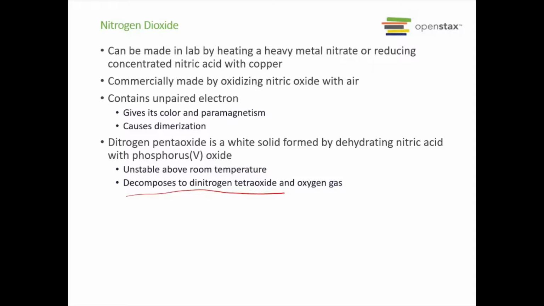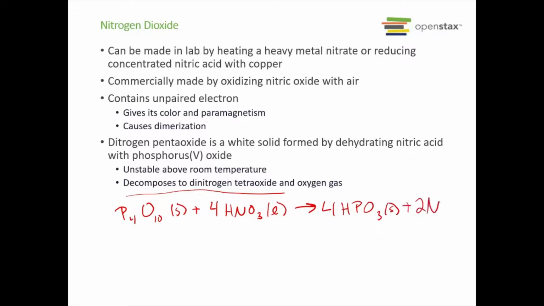So we make this dinitrogen pentaoxide by taking P4O10, which is a solid, and reacting it with nitric acid. And that gives us this HPO3 solid and N2O5, sorry, solid.